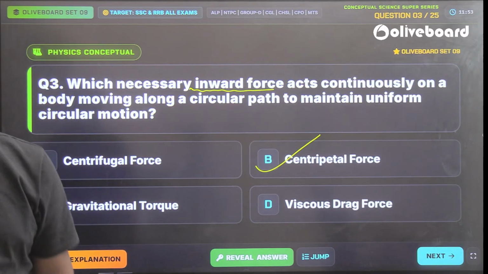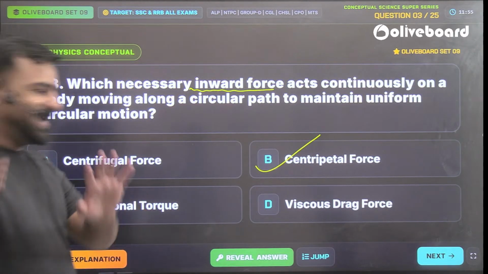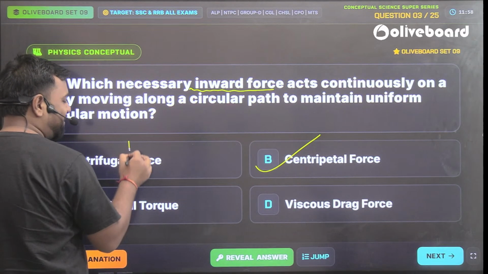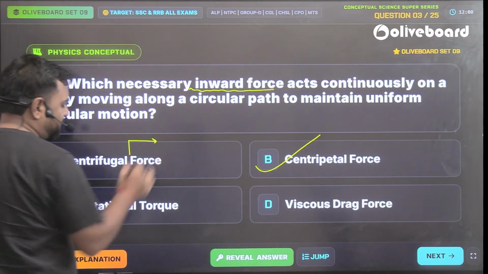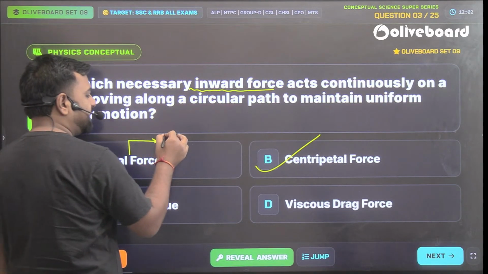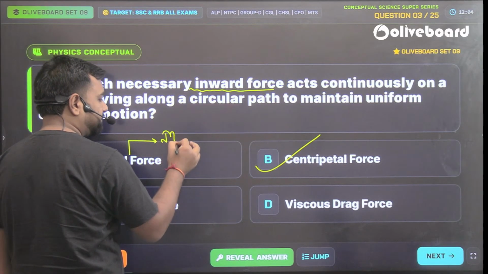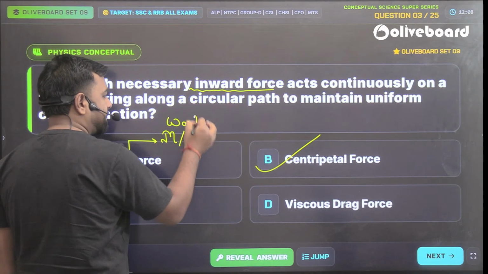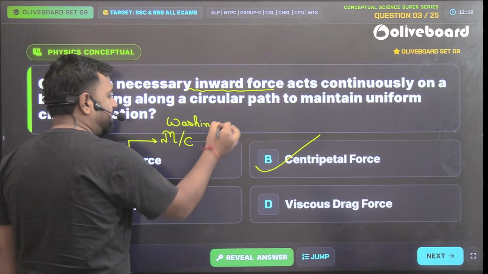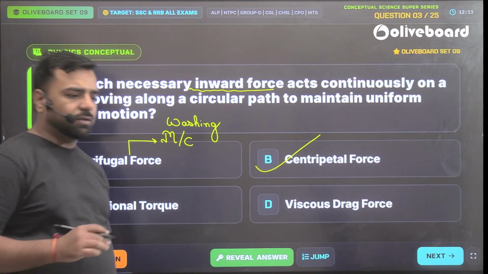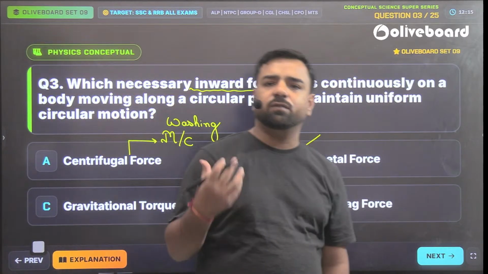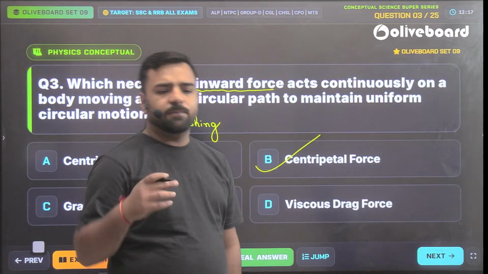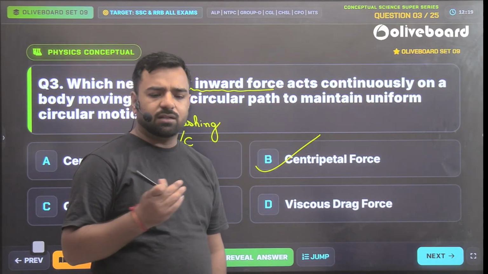Ashish, you're from English medium. Can you please give me some examples of centrifugal force? Some of the examples here can be the washing machine. Washing machine is one of the examples because whenever we talk about the dryers of the washing machine, the force that is acting here is outwards.